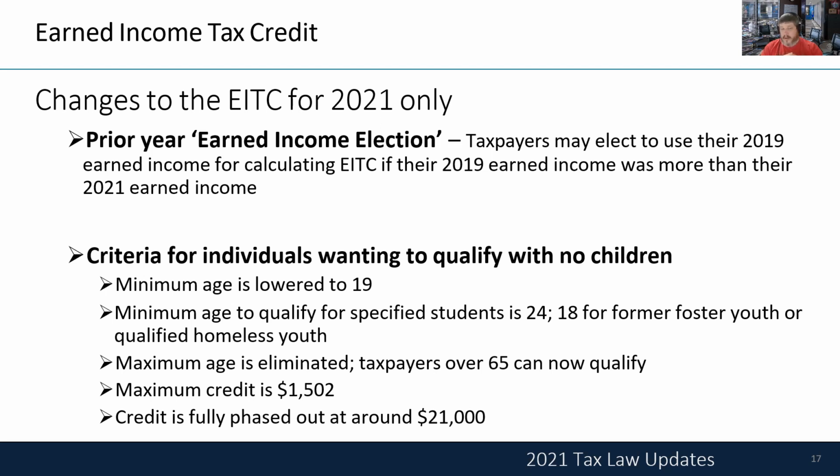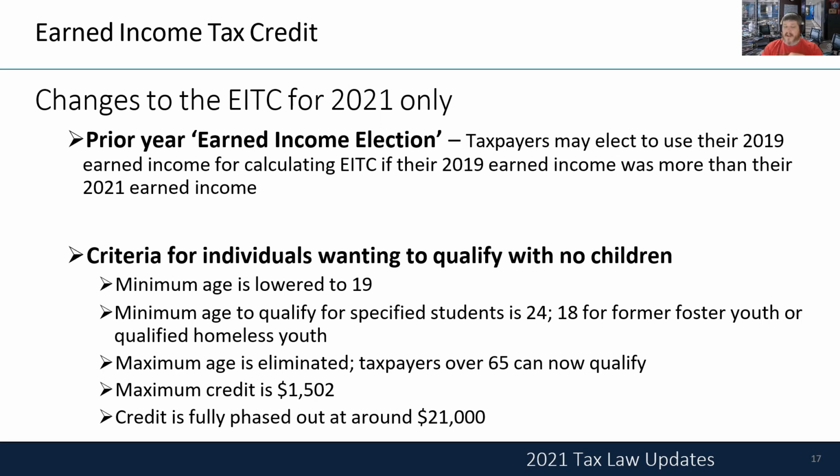However, full-time students must be at least 24. If they are a full-time student, they must be at least 24 to qualify for EIC with no qualifying children. They have also eliminated the maximum age. So previously, if you were over age 65, you didn't qualify for EIC if you did not have qualifying children. Now they have removed that. So I think you're going to have some seniors who are going to get a little bit more money on their refund because they are going to qualify.